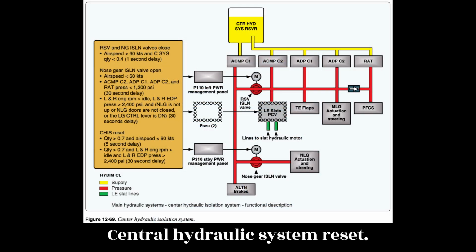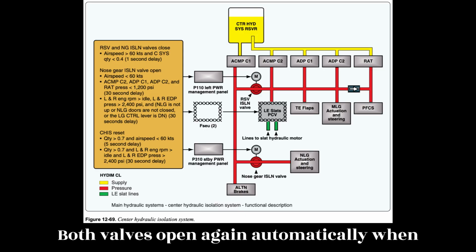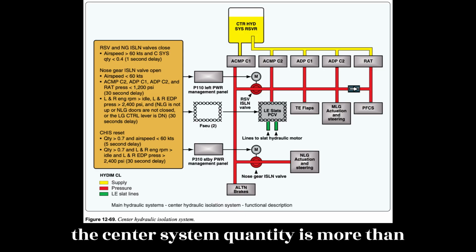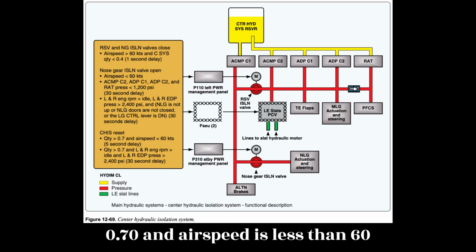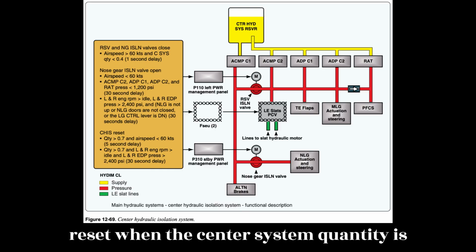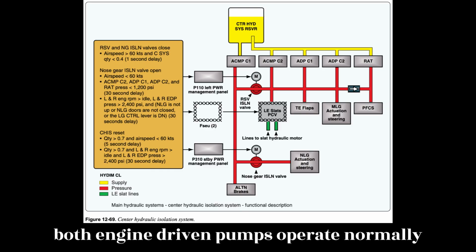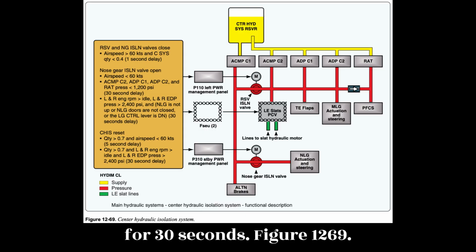Central hydraulic system reset. Both valves open again automatically when the center system quantity is more than 0.70 and airspeed is less than 60 knots for 5 seconds. Both valves also reset when the center system quantity is more than 0.70 and both engines and both engine-driven pumps operate normally for 30 seconds. Figure 12-69.